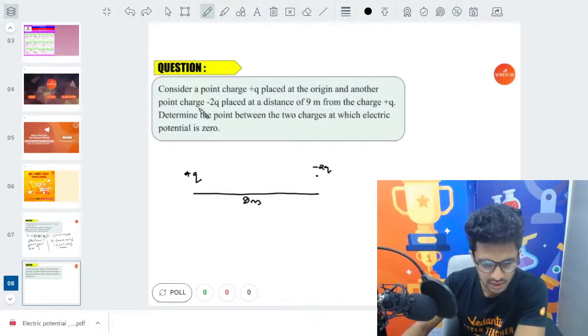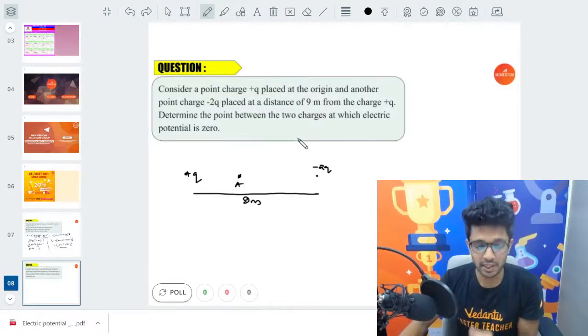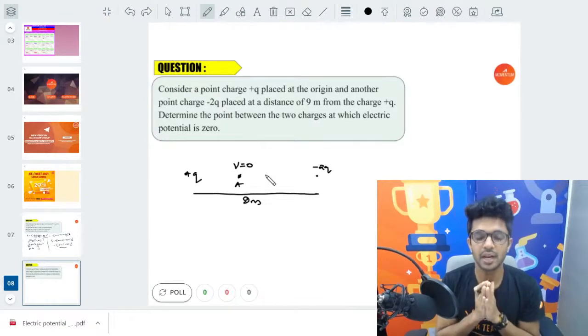The question is to determine the point between the two charges. Between the two charges, we have a point, let's say a point A, where the net electric potential is zero. So at the point A, the net electric potential is zero, and you have to find the distance to that particular point. How can we do that?